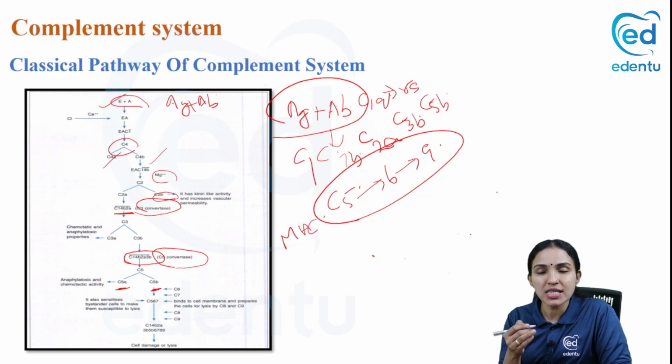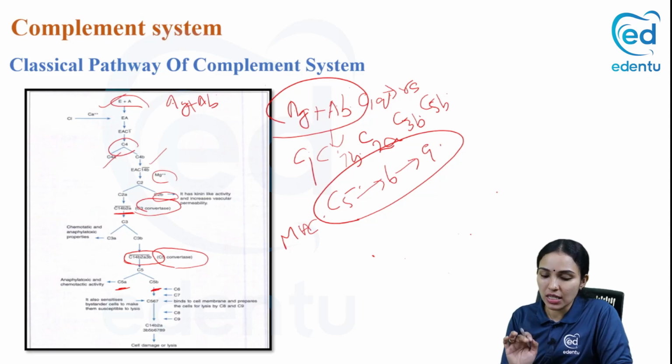And what is the C3 convertase in the classical complement pathway? It is C1, 4B, 2A. That is the C3 convertase. And what is the C5 convertase? C1, 4B, 2A and 3B is the C5 convertase. So that is the classical complement pathway.